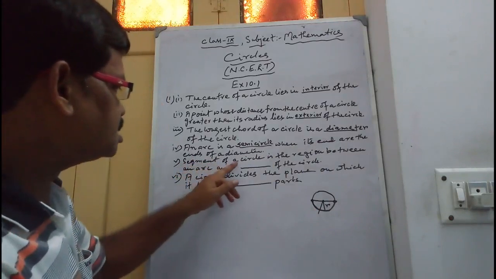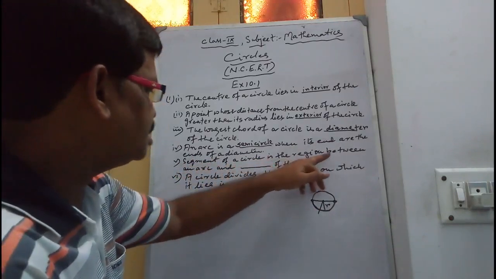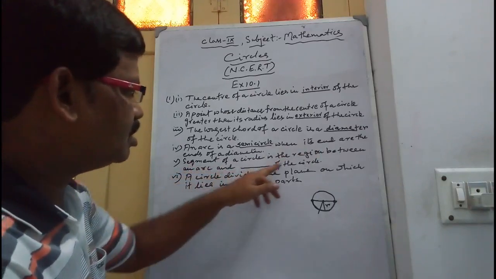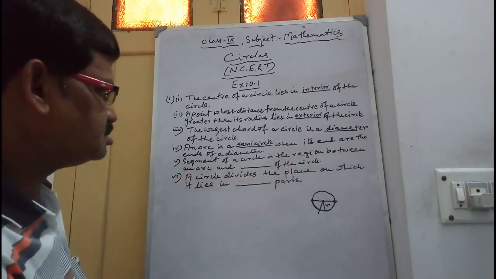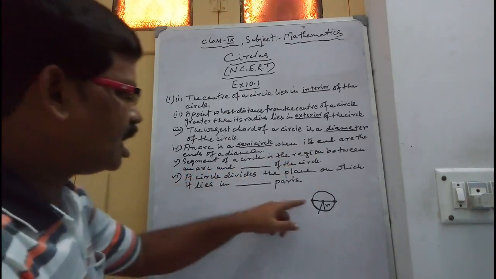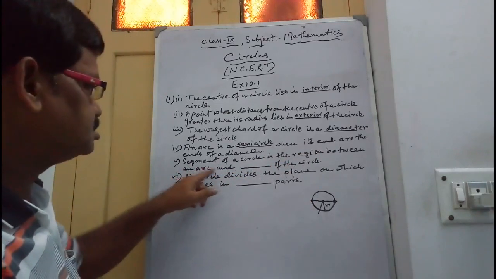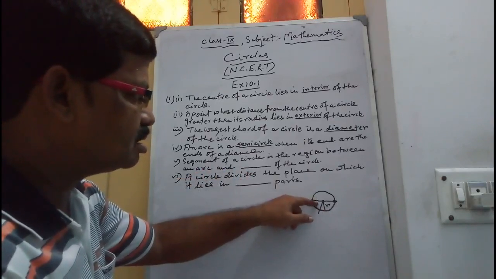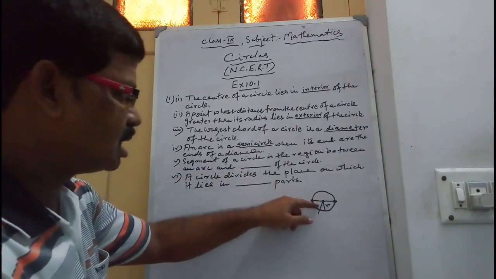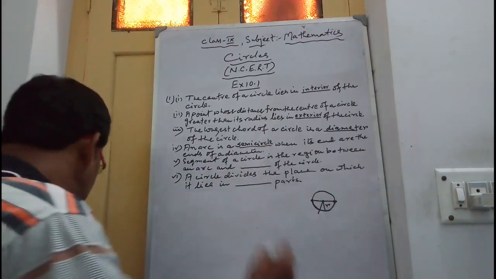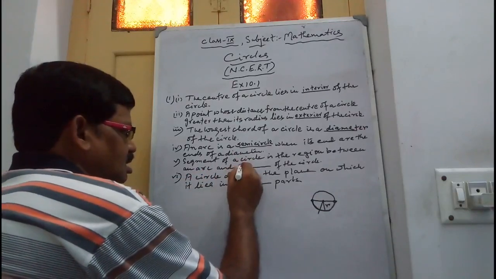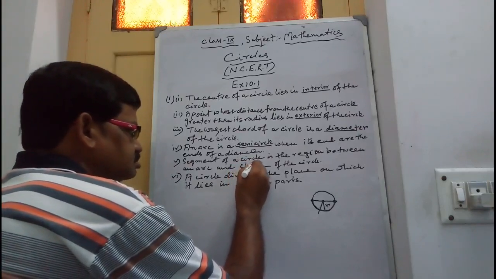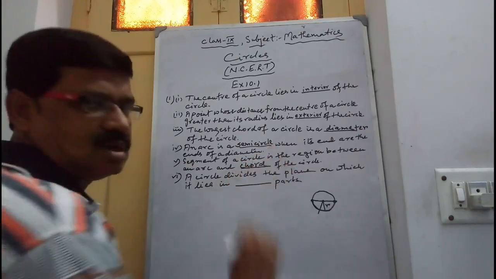A segment of a circle is the region between an arc and a chord of the circle. So this arc and this chord of the circle.